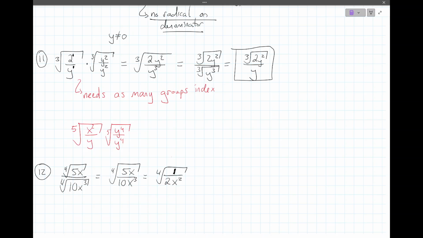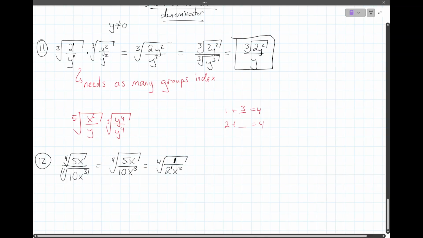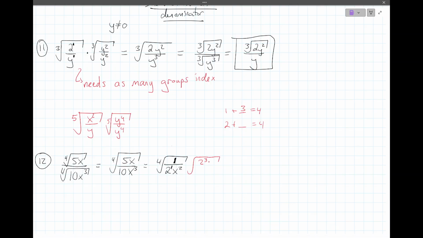But this is going to be a little finicky now because we're going to have to be very careful. Because this 2 is 2 to the 1, and that x squared is x squared. So I need to get both to the fourth. So 1 plus what is equal to 4? Well, that needs to be 3. So I need to introduce 2 cubed, and 2 plus what is equal to 4? Well, that's 2. So here's what I'm going to multiply both by: 2 cubed x squared. I'm doing it like this so that 2 gets to the power of 4, and that x squared gets to the power of 4.